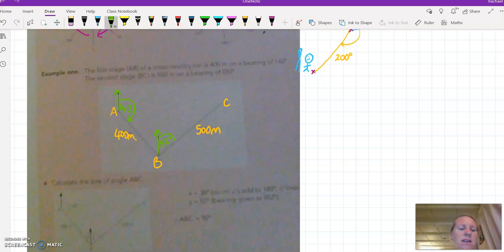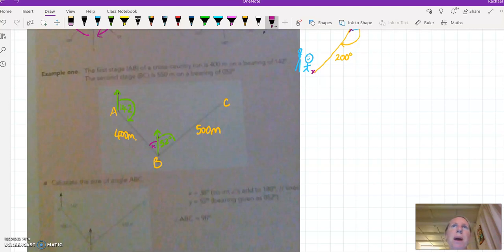So to calculate the size of the angle ABC, we're actually going to need a little bit more info, aren't we? Because we need to know how big this angle here is. And we're going to need to add that to 52 degrees. So how on earth could we work out how big that angle is? Have a good look at this.